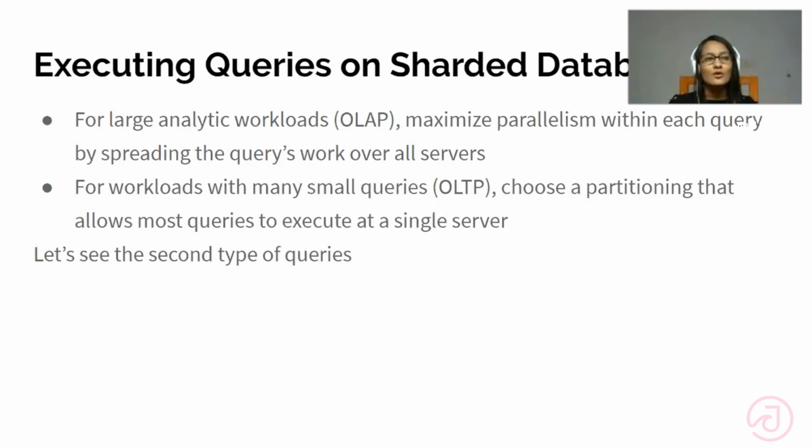In contrast, there are workloads with many small queries, which are OLTP. OLTP queries are basically insertion, deletion, updating data, but they affect only a small piece of data. So in this case, we choose a partitioning that allows most queries to go to only a single server. Since the queries are small, we want them to execute at only a single server. So let's see the second type of queries.